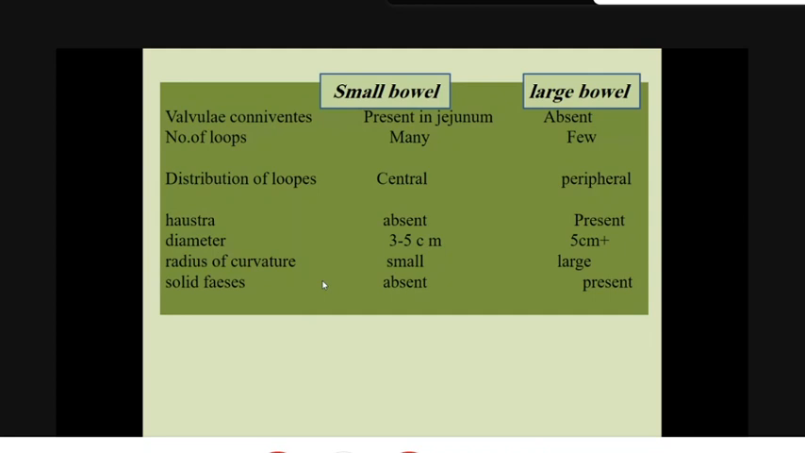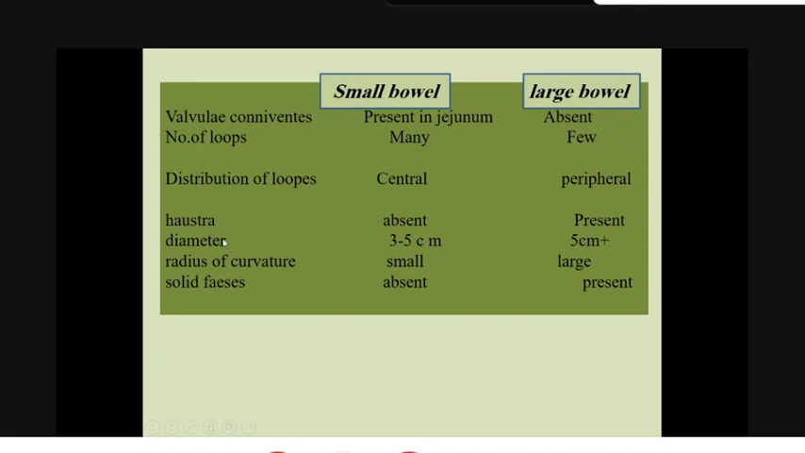So, how can we differentiate between small and large intestinal obstruction on a plain abdominal film سواء كانت supine or erect position. The valvulae conniventes are present in the small bowel, absent in the large bowel. The number of dilated bowel loops or the air fluid level is many in the small bowel, few in the large bowel. The distribution of the loops or the air fluid level is central in the small bowel, peripheral in the large bowel. The haustra are absent in the small bowel because they are a mucosal ridge of the large bowel.